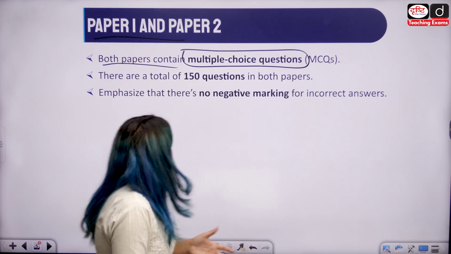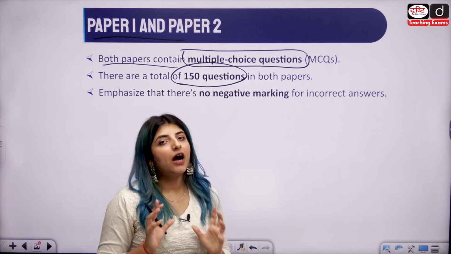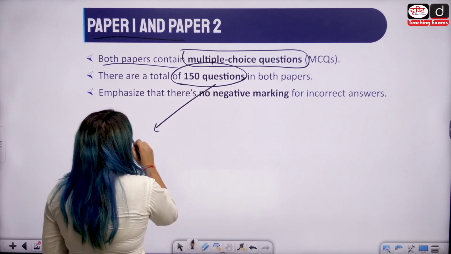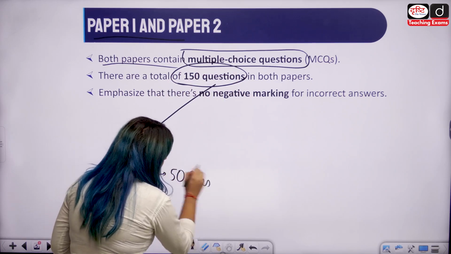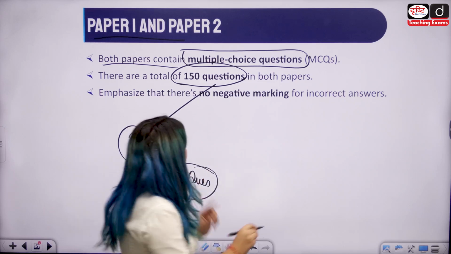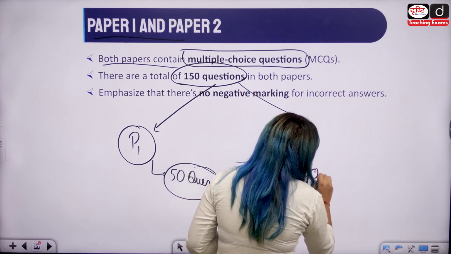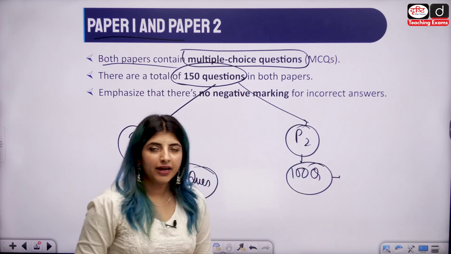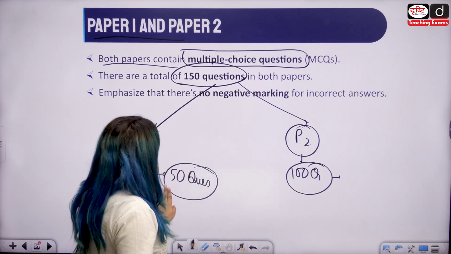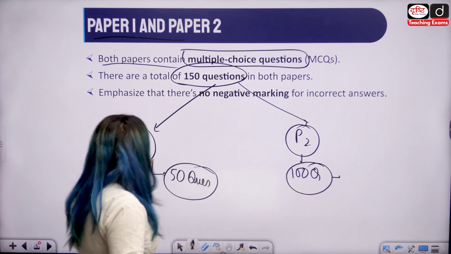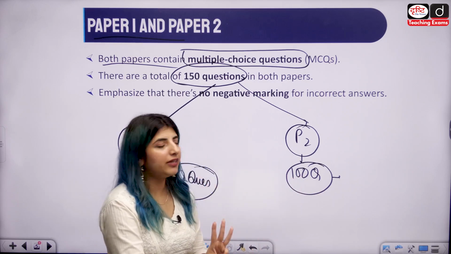So there is a total of 150 questions in both papers, and the division of marks here is: paper 1 comprises 50 questions of 2 marks each. Paper 2, on the other hand, comprises 100 questions of 2 marks each. Correct? So this particular paper happens for 3 hours. Already told you 150 questions are there. Paper 1 and paper 2 both are conducted in the single time span of 3 hours.